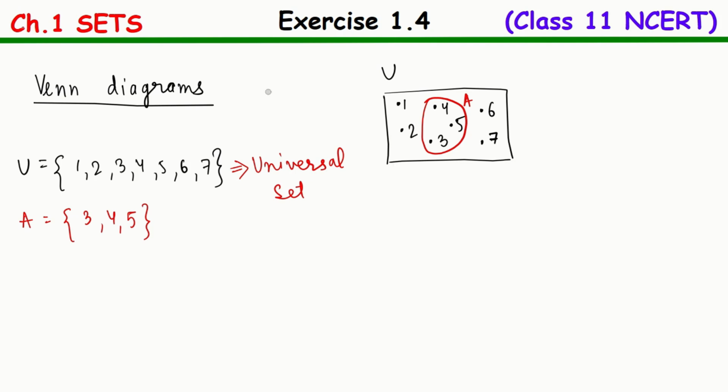We can construct one more set like this, the green color one, B. We know that B contains only one element, which is 3. So the universal set is the bigger set, and then we have other sets inside U. From this we can get that B is a subset of A because B is exactly inside A, and A is further a subset of U, which is the universal set.